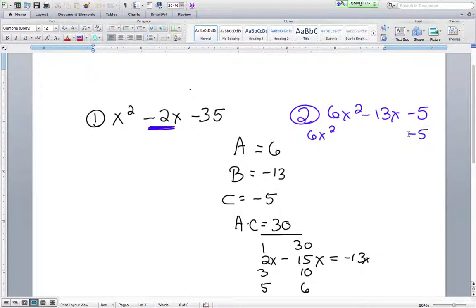There's a minus 5 at the end. And then, let's see, I need a positive 2x and a minus 15x. And now I'm ready to group and factor.